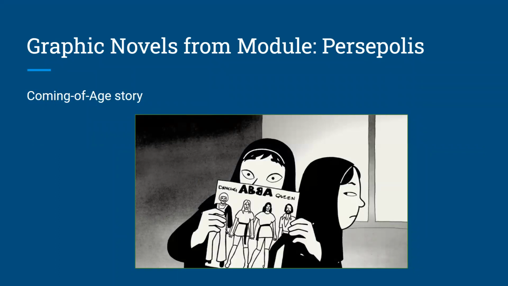This graphic novel depicts the author's life in Tehran from ages 6 to 14, years that saw the overthrow of the Shah's regime, the triumph of the Islamic Revolution, and the devastating effects of war with Iraq. So all through those tumultuous times, we see a coming of age story that is relatable.